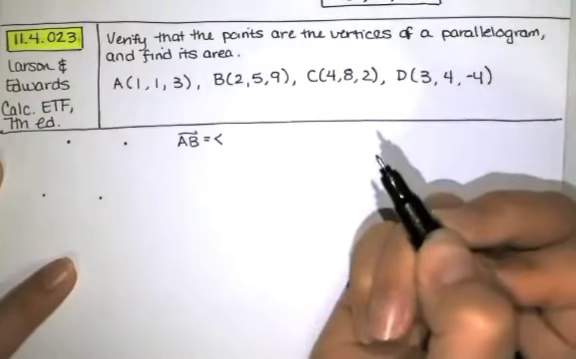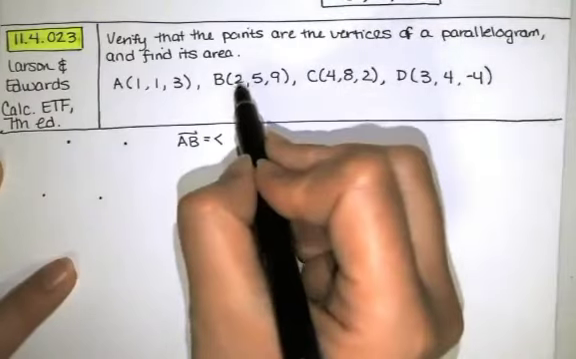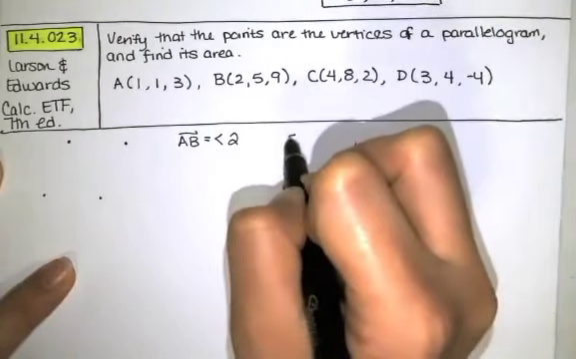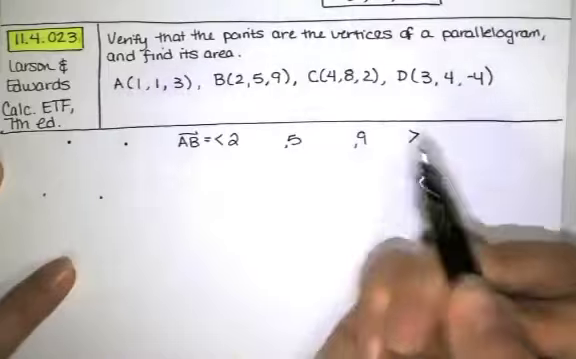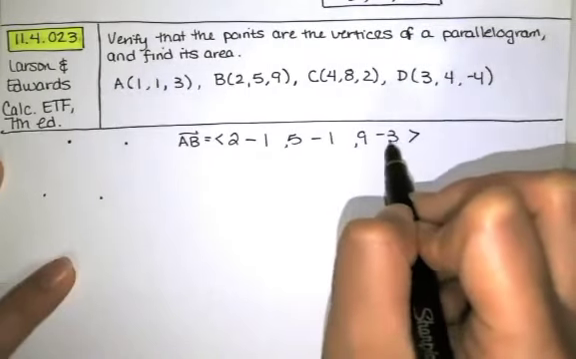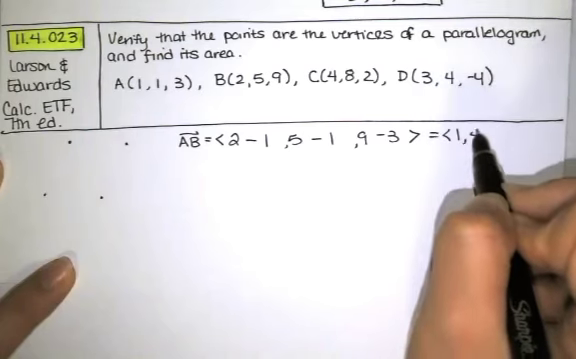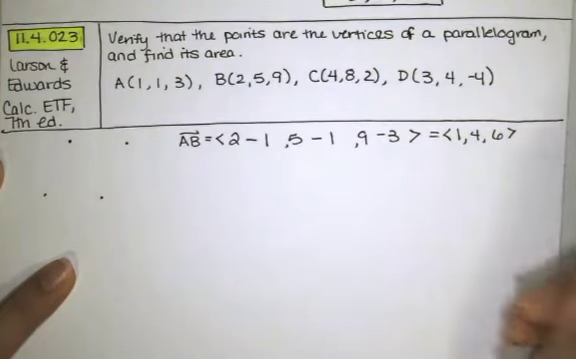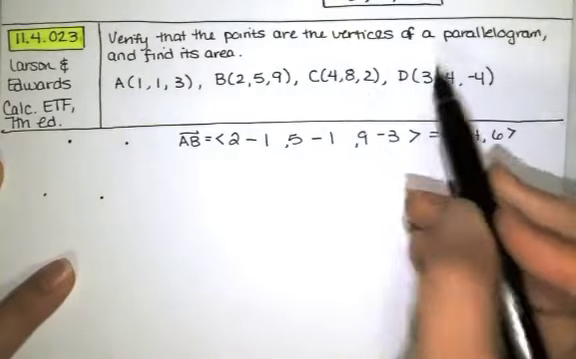If we want the vector from A to B, we just take the coordinates of B, that's 2, 5, and 9, and we subtract the coordinates of A. So that's 1, 1, and 3. When we do that, we get 1, 4, and 6 as our components of the vector AB. Let's see if there's another vector that has the same components. How about we look at the vector from C to D?